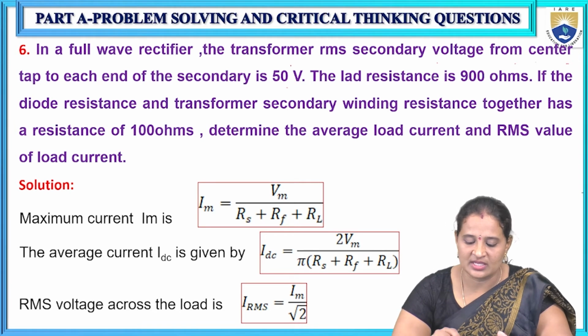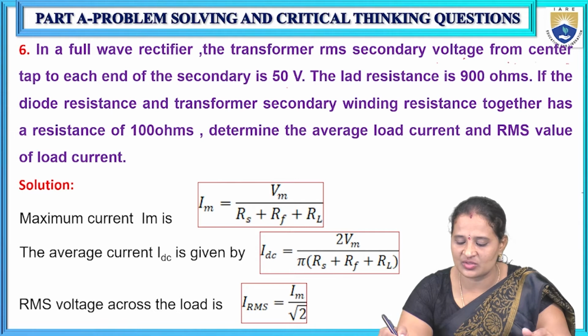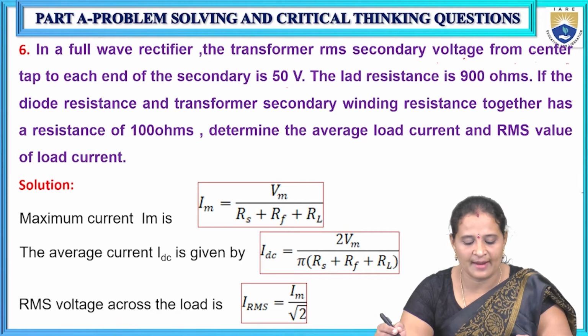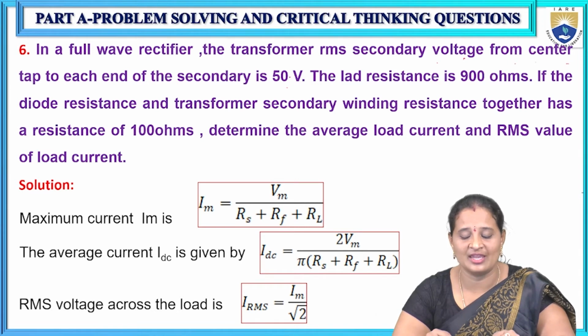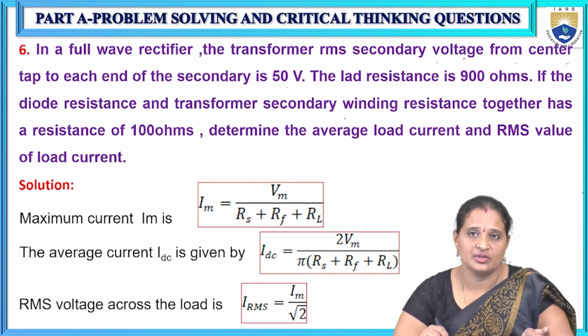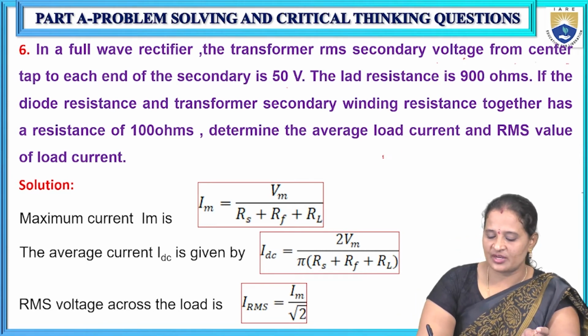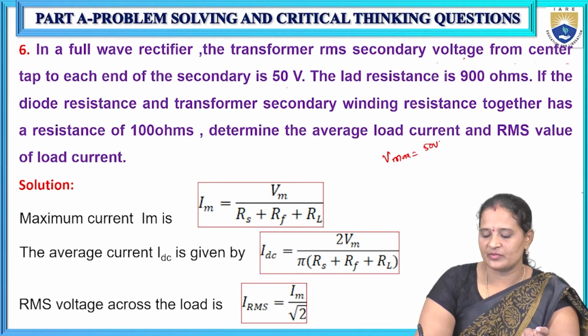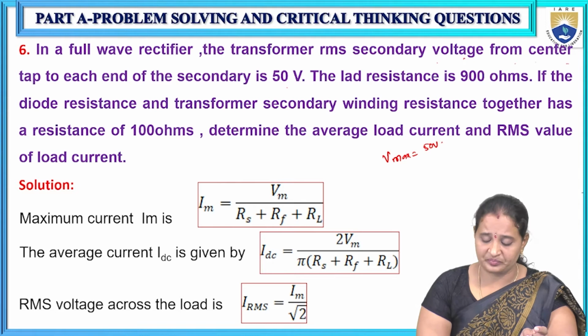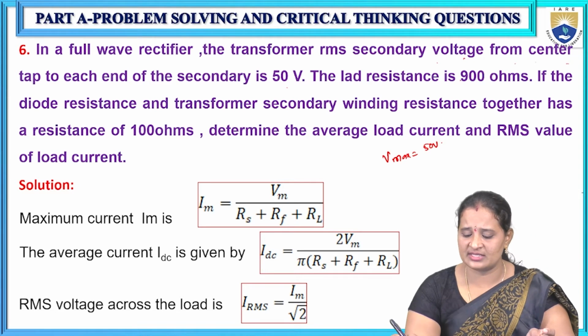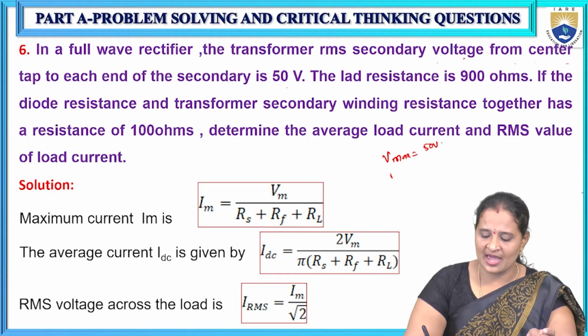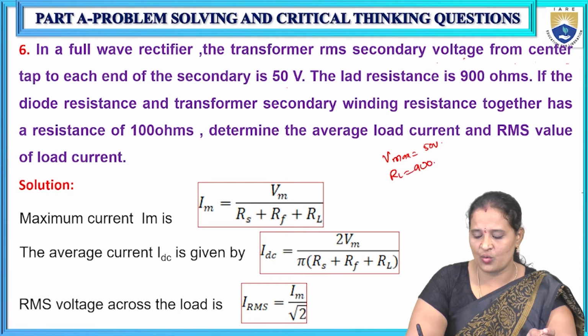Okay, so that means the transformer RMS secondary voltage from center tap to each end of the secondary is 50 volts. So each end of the secondary, V max, is equal to 50 volts, right? Now the load resistance RL is given as 900 ohms.